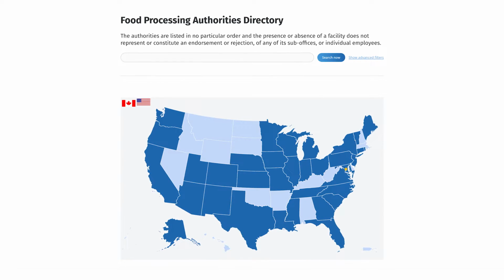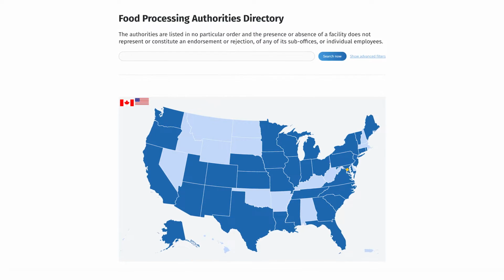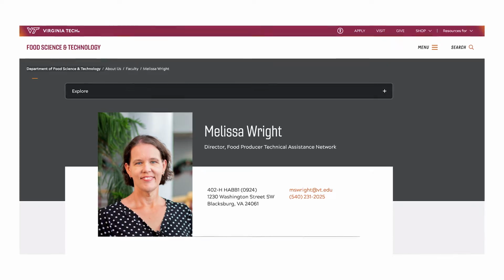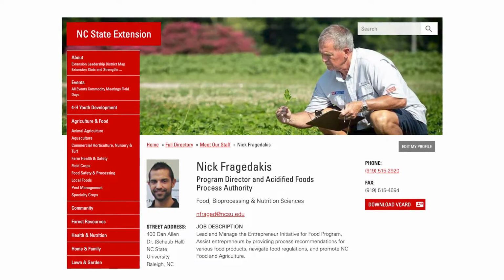Depending on the type of canned food product you plan to make and sell, you may need your recipe and process evaluated by a person who is called a process authority. A process authority is an individual who has experience and training in the processing and safety of canned foods. A directory of process authorities is included as an additional resource in this module.